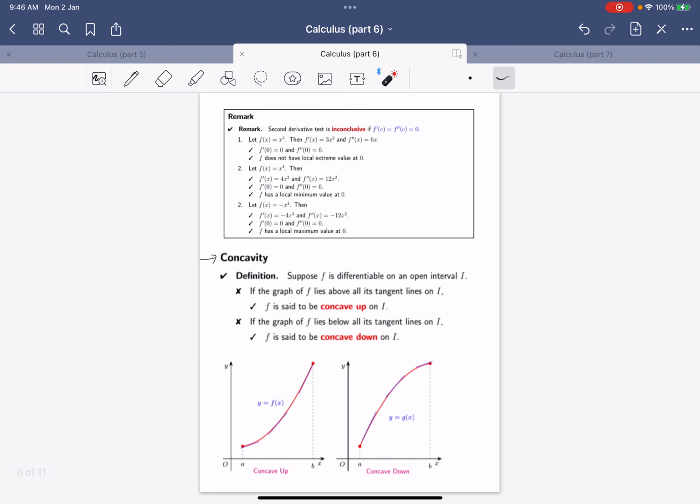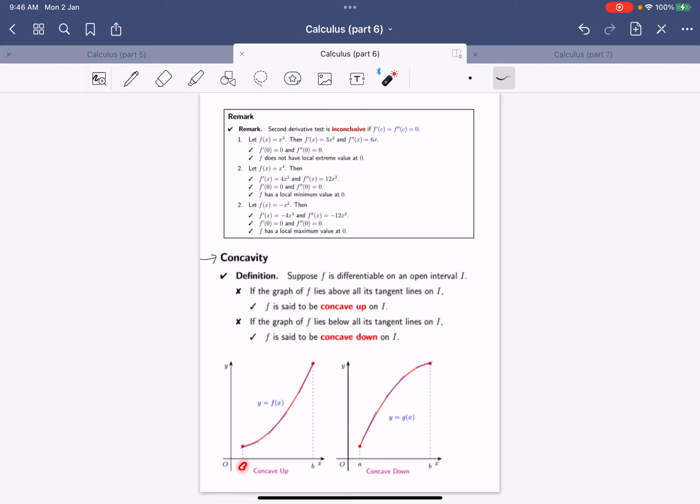Now we'll talk about the idea of concavity. And the idea we want to capture is that even though both of these graphs are increasing, their shape looks different. And we say that in this case, it is called concaving up, and in the other, it's called concaving down.